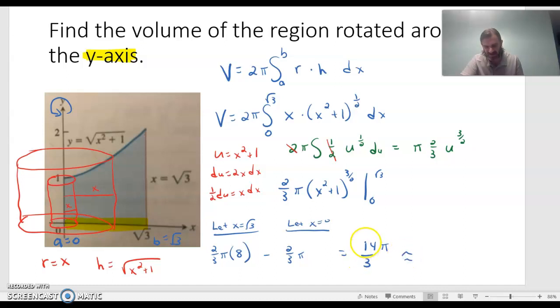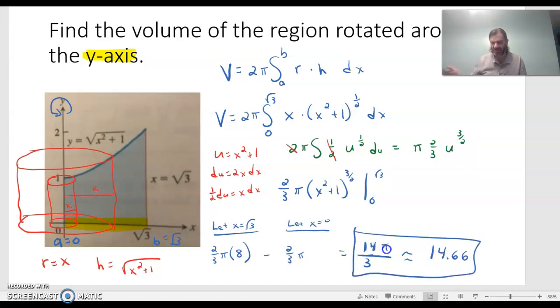Okay, that's an exact answer. So 14 pi over 3 if you like. And if you want a decimal, just to see if you like your answer, I'm approximating that at 14.66. So exact answer, 14/3 pi. Approximation, 14.66.